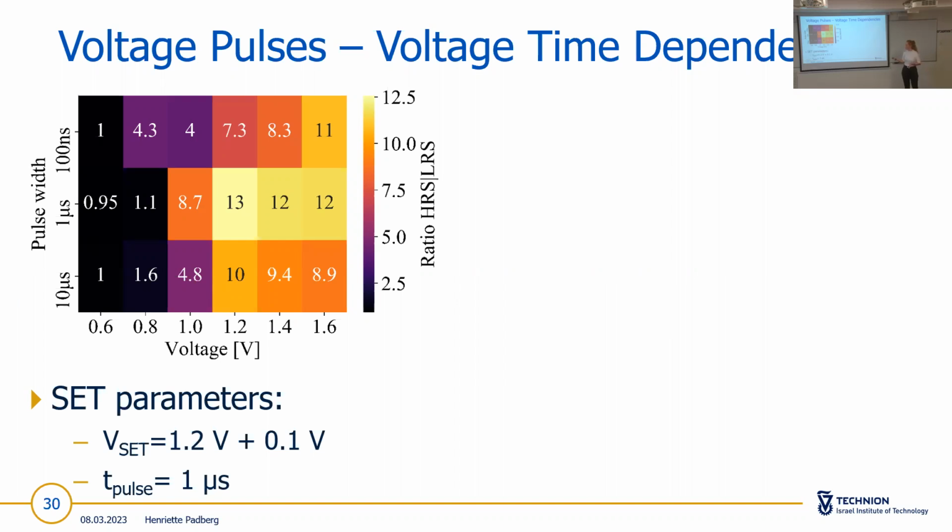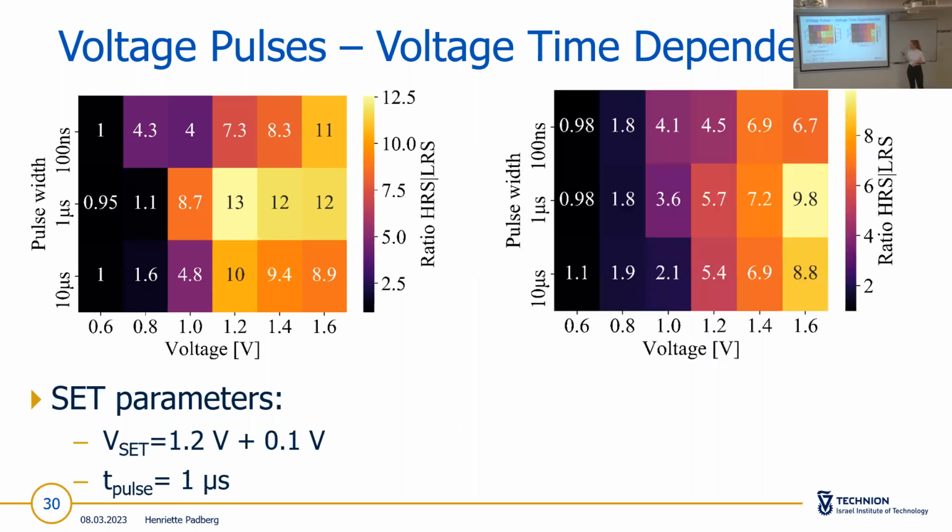So from this graph, you can then extract the measurement parameters for the later logic operation. And here is the best pair of parameters. For the set, a voltage of 1.2 V was chosen and a time of 1 microsecond. But in the later measurement, it showed that not for all cells 1.2 volts were sufficient, so I increased the voltage by 0.1 volt to make sure that all of them switch.